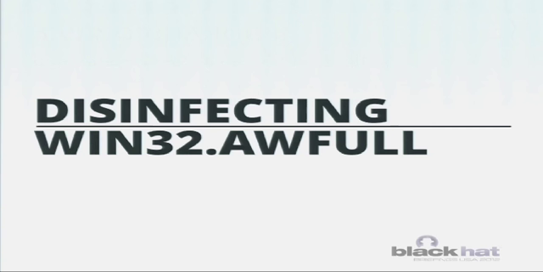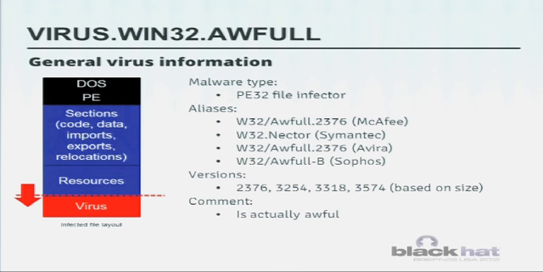So that brings us to our first virus. We're going to talk about two specific viruses. This one is called Win32 Awful, and it really is awful. It's a play on words, but AV guys back in the day made these kinds of names for a reason, and you're going to see why.